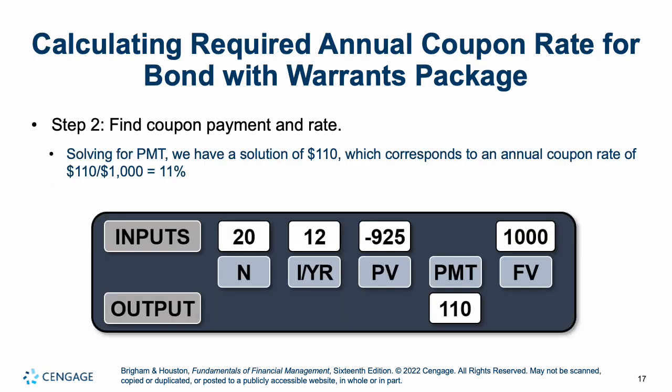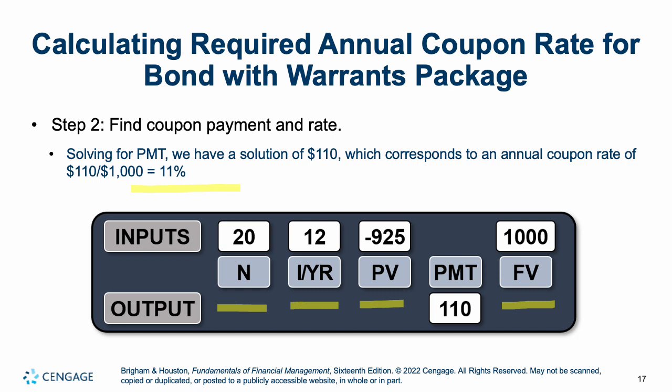So if we want to calculate the coupon rate, we have a payment of $110. How do we find that? We simply would use our payment function in Excel and key in the relevant information. We have an N of 20, the interest rate was given at 12%, PV 925, FV 1000. What is our coupon payment? And our coupon payment here is going to be $110 or an 11% coupon. So that would be how we would solve our coupon.